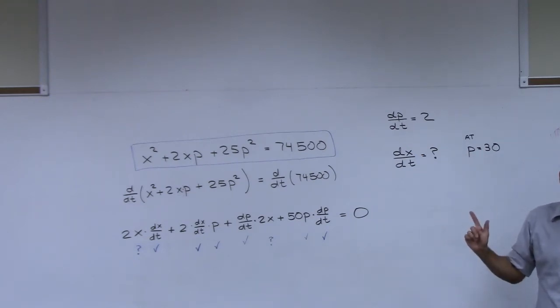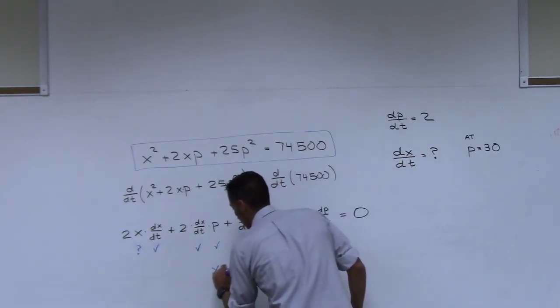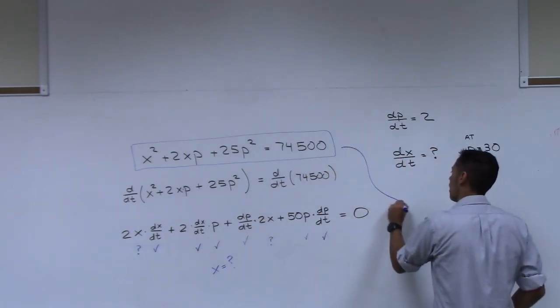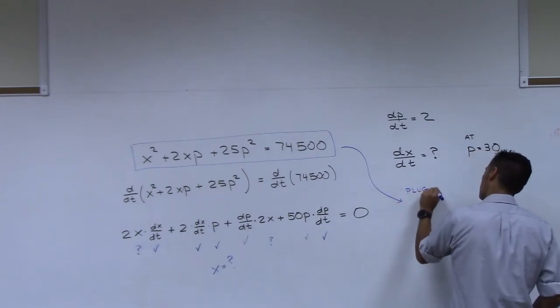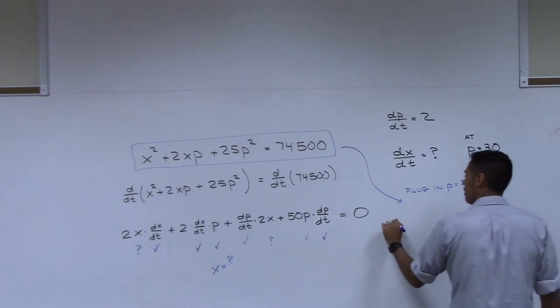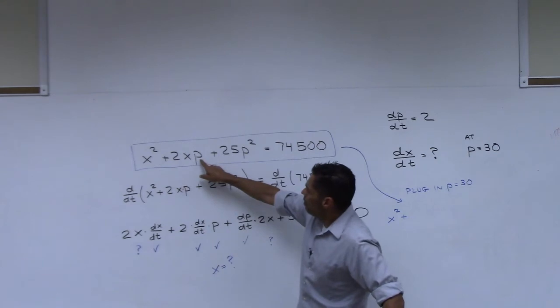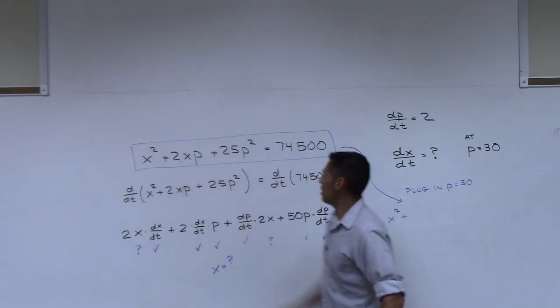So that's how I'm going to figure out what X is. So I'm stuck at this point, right? I'm sitting here going, crap, I don't know what X is. However, I can take this and plug in P equals 30, and let's see what happens. It becomes X squared plus, what happens if I put a 30 right here? 30 times 2 is 60, so I get 60x.